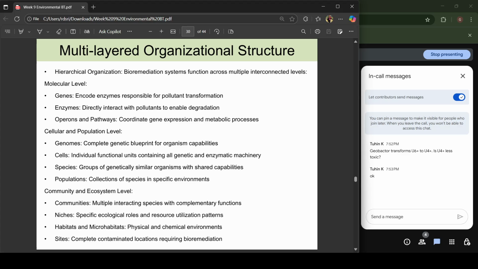So bioremediation systems function across multiple interconnected levels. First one is the molecular level. Molecular level in the sense genes, enzymes, operons, and pathways. So genes encode enzymes responsible for pollutant transformation. Ultimately, the component that is going to directly attack or directly interact with the pollutant is going to be enzyme.